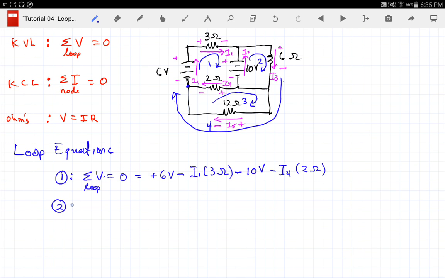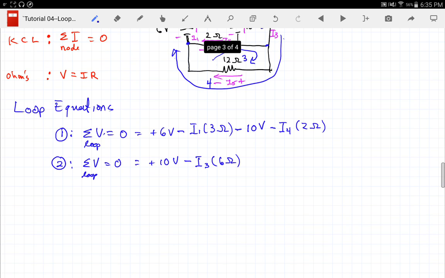Loop 2. Sum of the voltages on the loop is equal to 0, which is equal to, so I'm going to once again start at the bottom left corner, go up, so that went up 10 volts, so plus 10 volts. Come over, going from plus to minus, so down. I don't know what that voltage is, so I just use Ohm's law again, so that's I3 times 6 ohms. And then I'm back where I started.